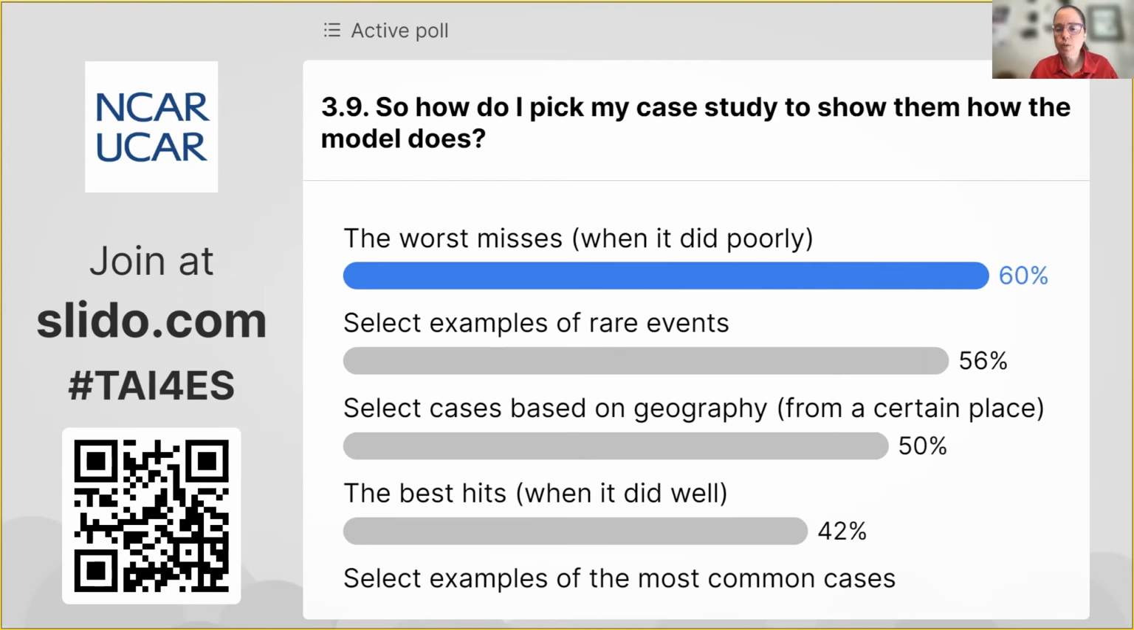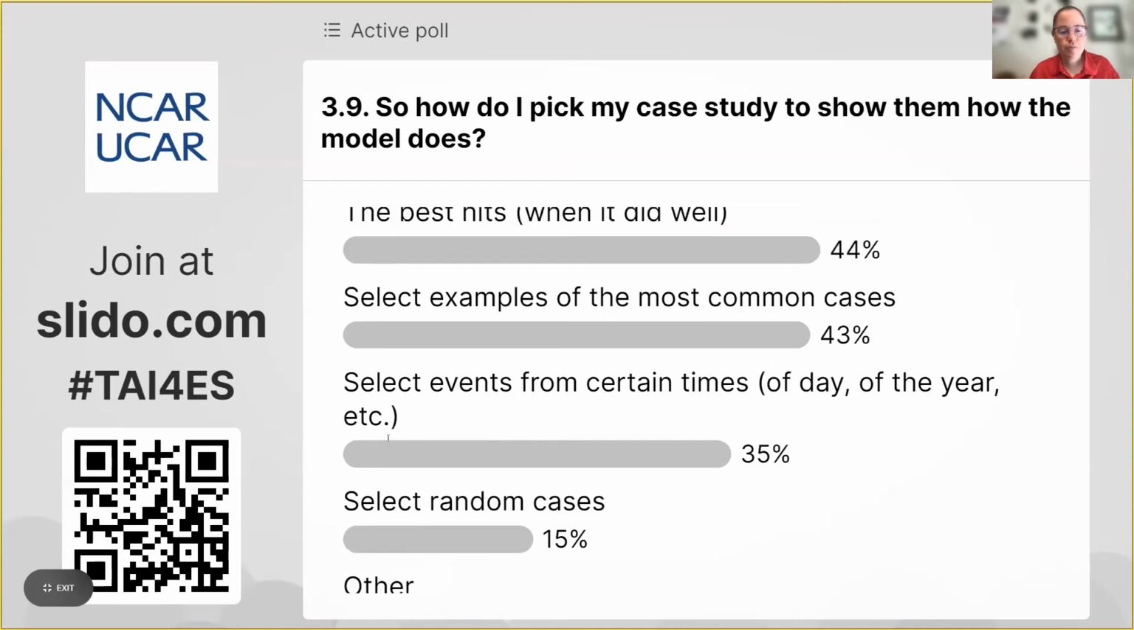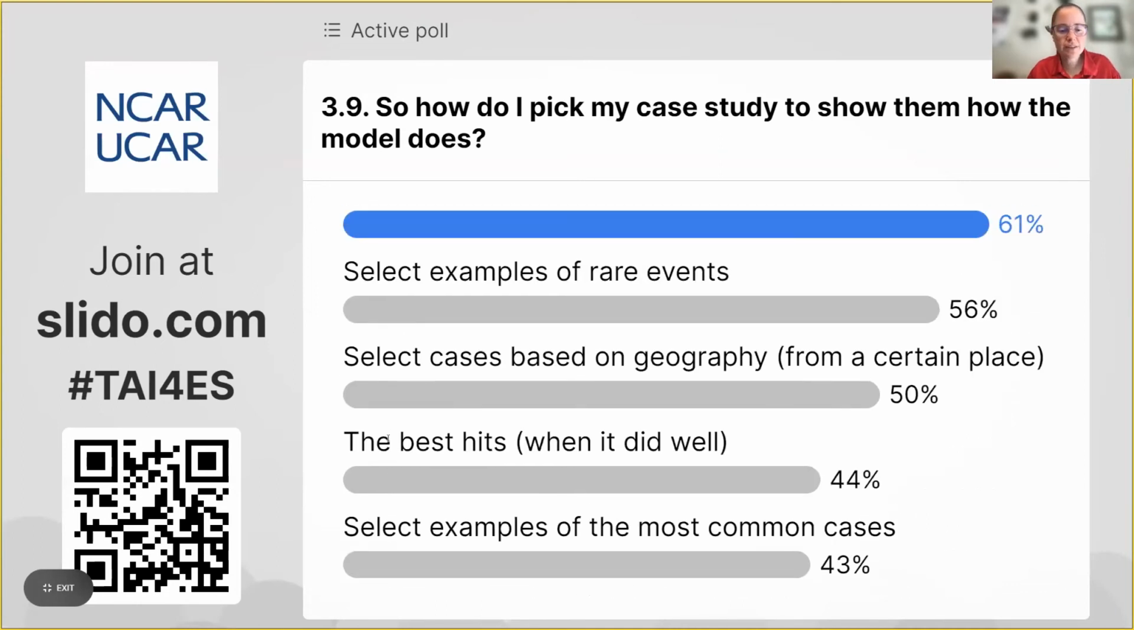So worst misses, people want to know where it's failing. You want to see the rare events. You want to see where it's based on geography. And then after all of the places where it's failing and perhaps the hard places to predict, you want to see how well it's doing. And like Chris before, I can't scroll down to see what the bottom ones are, but it looks like common cases. And if I remember the other poll choices, other and random aren't showing up very much. All right, so I will switch back to slides.